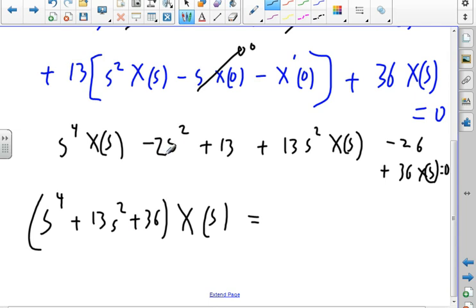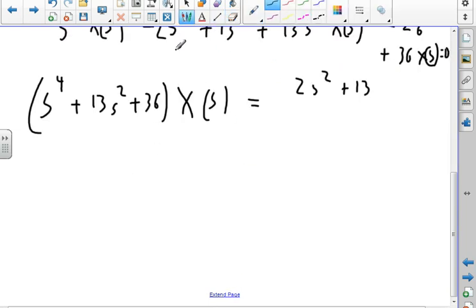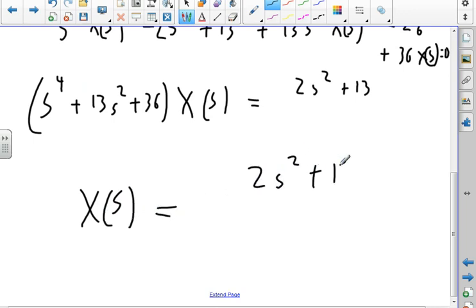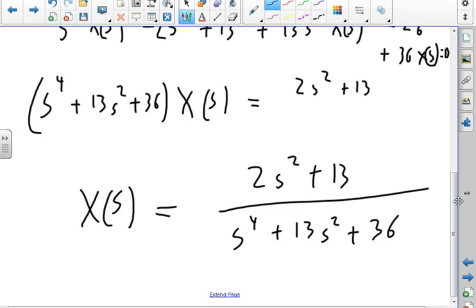Okay, now I got this guy, 2s squared. I've got a 13, and then I've got a minus 26. So that's going to give me a plus 13 on the other side. Okay, don't put a divide line down here. Okay, so now I've got x of s equals 2s squared plus 13 divided by s to the 4th plus 13s squared plus 36.